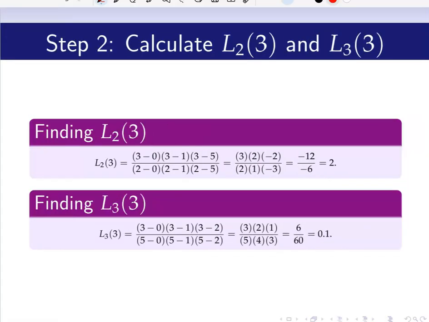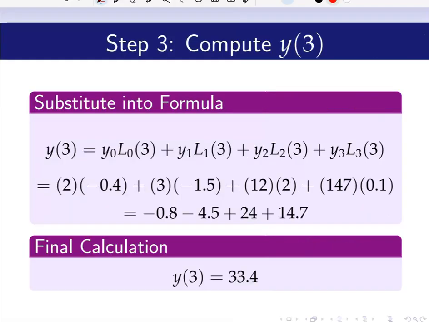Similarly here L2(3) and L3(3) we have to calculate. So L2(3) is nothing but 2 and L3(3) is nothing but 0.1. Now after getting all these Lagrangian coefficients, the basis polynomials, we can easily calculate the y at x is equal to 3.